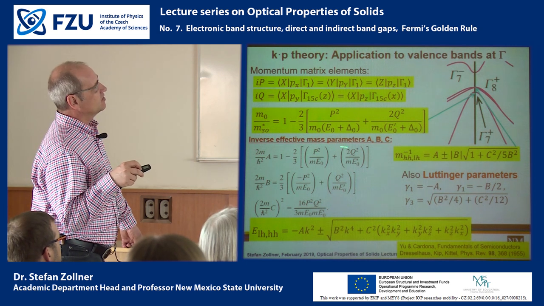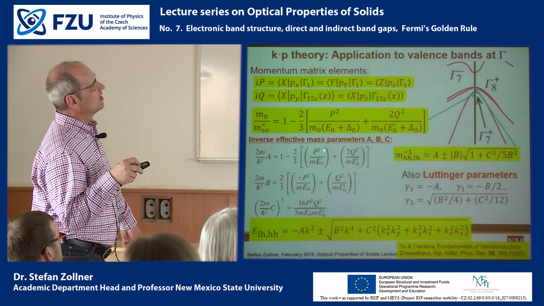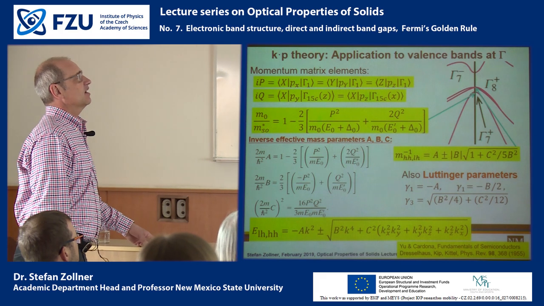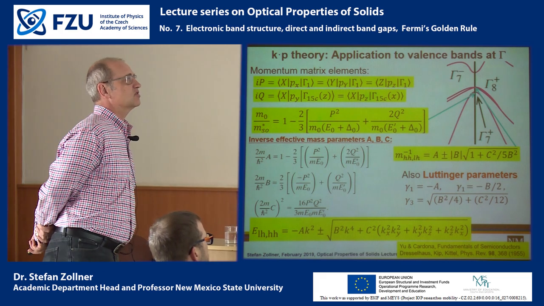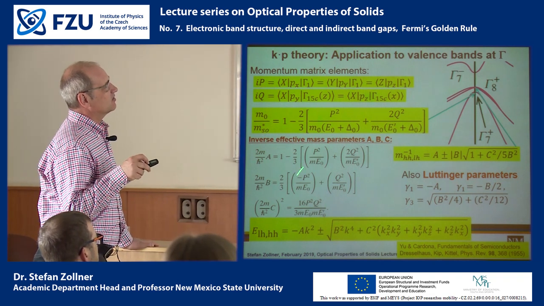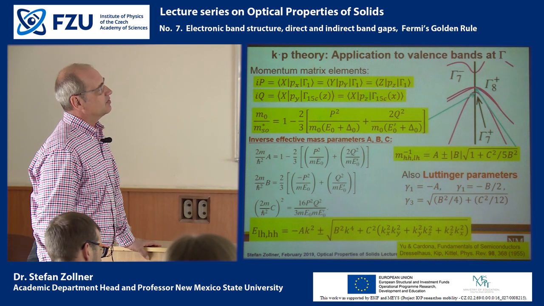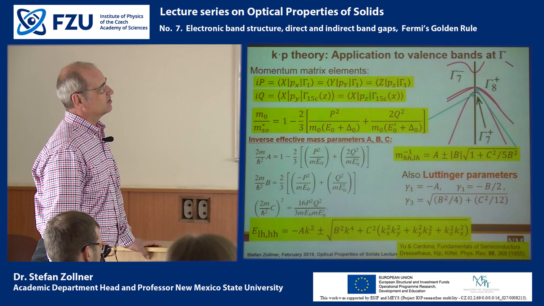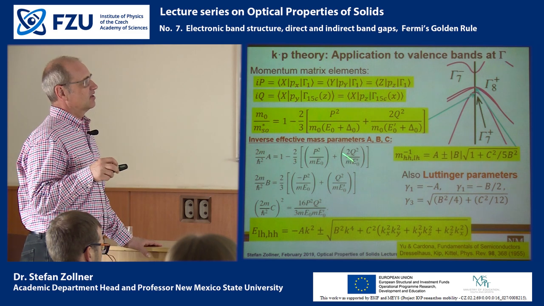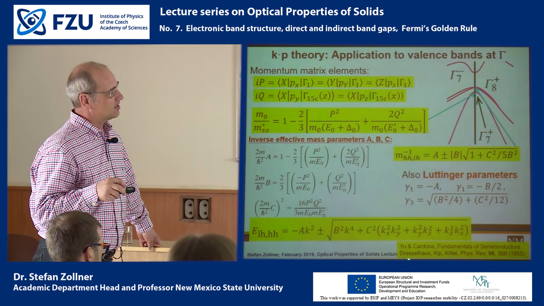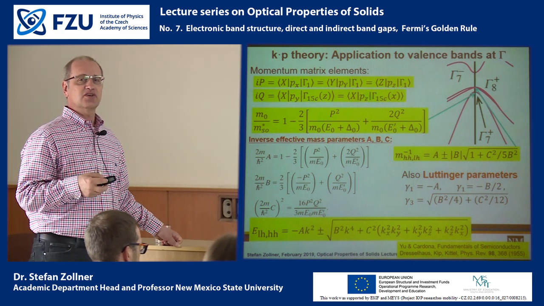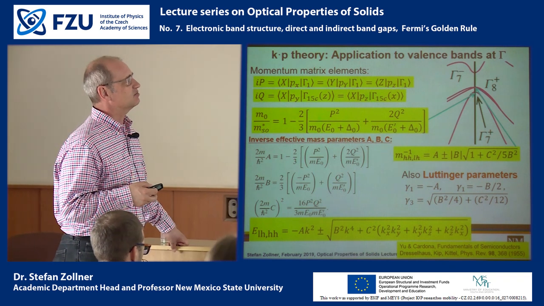And using these matrix elements P and Q, I am defining three parameters, A, B, and C. And these three parameters are called the inverse effective mass parameters. So these A, B, and C squared, they are some combinations of P squared and Q squared. And then I need to diagonalize the matrix. And this matrix was first solved by Dresselhaus, Kip, and Kittel, 1955. So this paper really started K dot P theory.